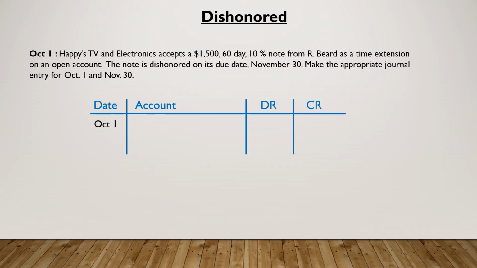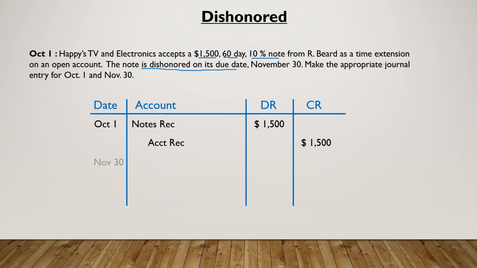Turn to page 12 for our last few exercises. On October 1st, Happy's TV and Electronics accepts a $1,500 60-day 10% note from R. Beard as a time extension on an open account. The note is dishonored on its due date. Make the appropriate journal entry for October 1st and November 30th. Our October 1st entry will be the basic balance transfer from accounts receivable to notes receivable.